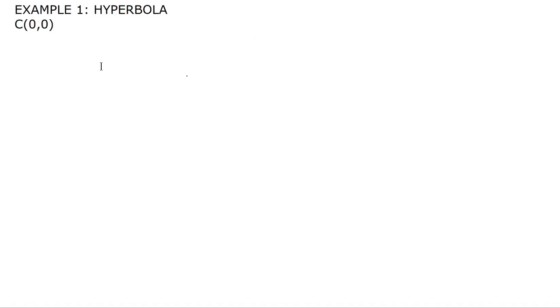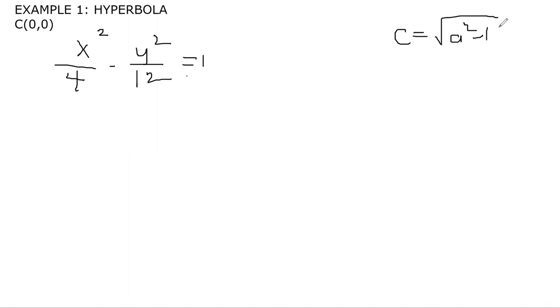Halimbawa, class, ang binigay ko is x squared over 4 minus y squared over 12 is equal to 1. Okay. We all know, class, na sa ellipse, ang c natin is square root of a squared minus b squared. Sa ellipse to ha. Sa hyperbola, in finding c, c is equal to square root of a squared plus b squared. Magkaiba yan.